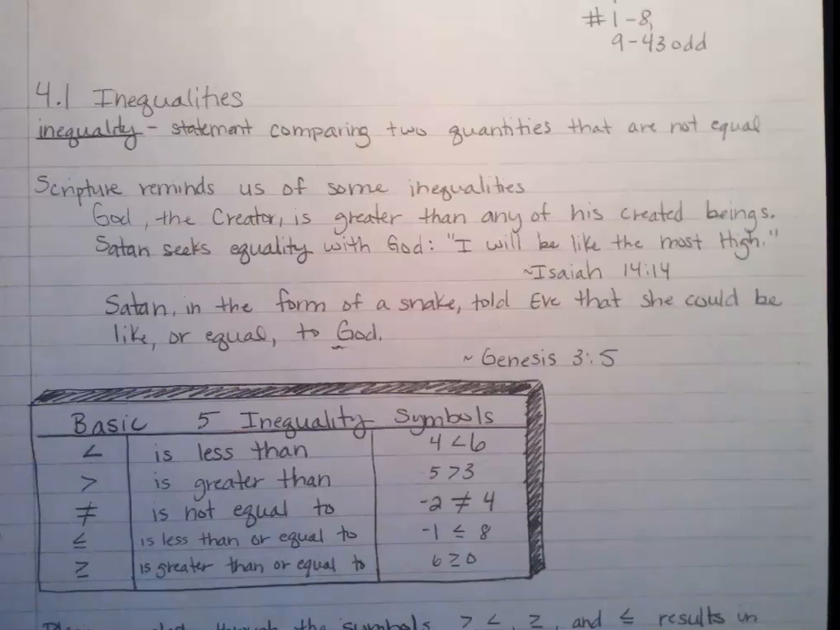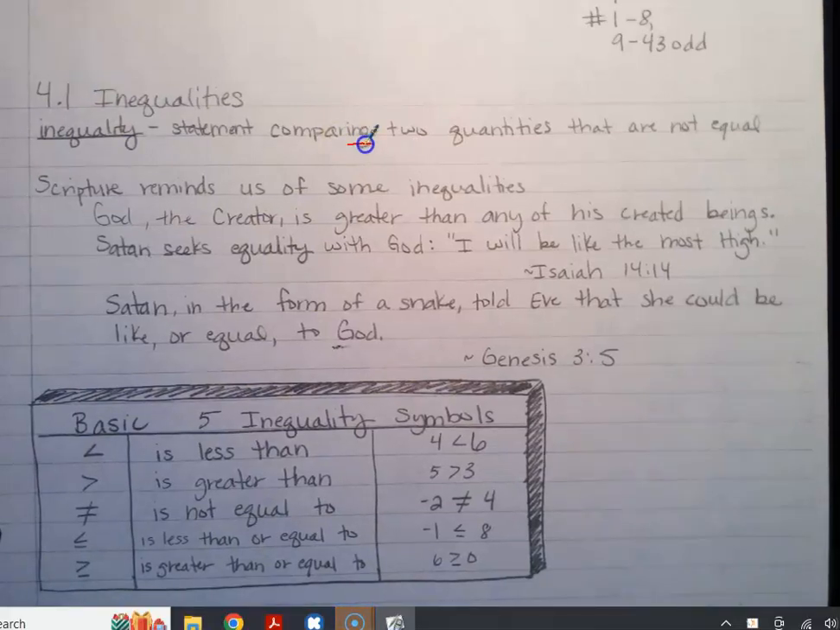All right, so we're starting a new chapter, and this chapter is all about inequalities, using those inequality symbols and everything. So remember that an inequality is a statement comparing two quantities that are not equal. Okay, so we have all these basic inequality symbols down here that we're going to look at.